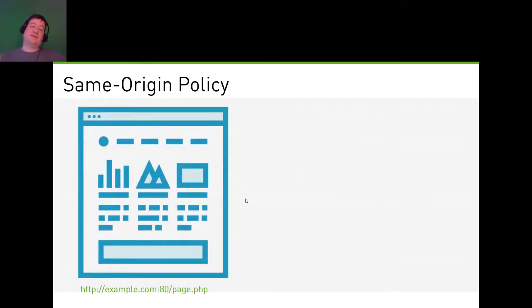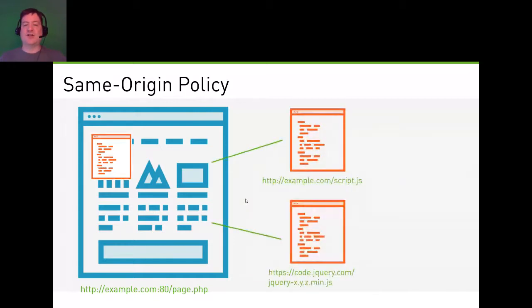In layman's terms, it says JavaScript code can only access things, quote unquote, that have the same origin. And the origin is essentially protocol, domain, and port. I don't like the term origin, but we'll talk about it in a bit. So assume this page here, example.com port 80, some random page.